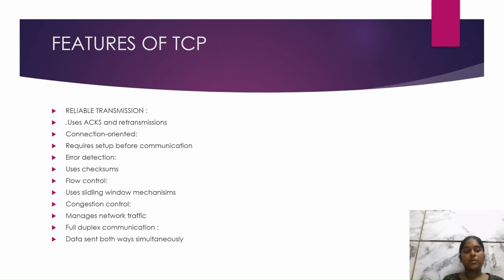Some features of TCP. There are 6 features in TCP: reliable transmission, connection oriented, error detection, flow control, congestion control, and full duplex communication. Firstly, reliable transmission is used for ACK and retransmission. Connection oriented requires a setup before the communication. Error detection is done using checksums.